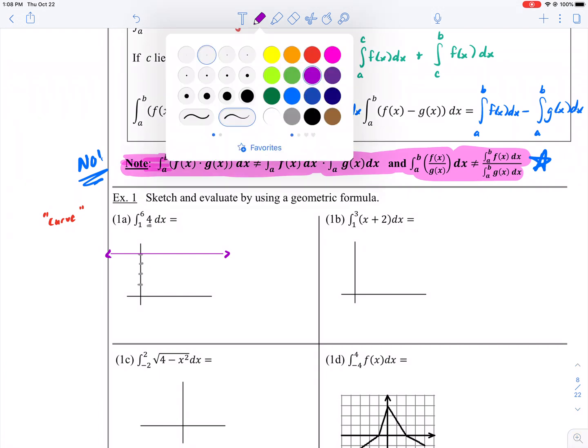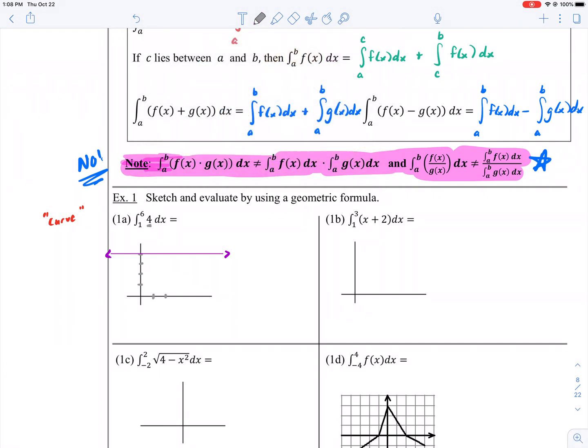To find the definite integral, what I'm being asked to do is find the area from 1 to 6, between 1 and 6, under the purple line, between 4 and the x-axis. So we do have that x-axis as a boundary. Now, obviously, this is a rectangle. So how do I find the area of that shape? That is what definite integration is asking us to do. It's asking us to find that area.